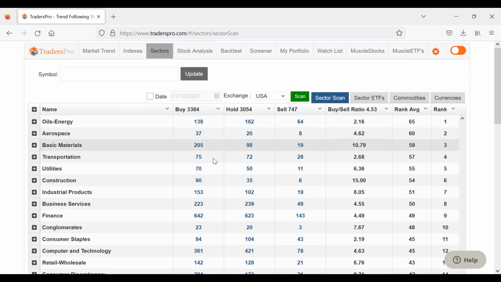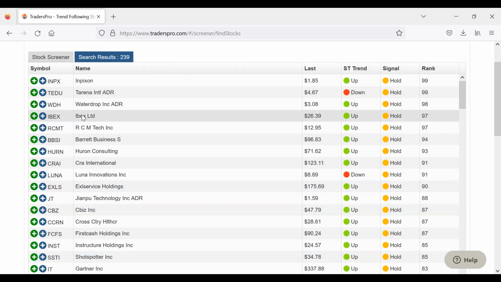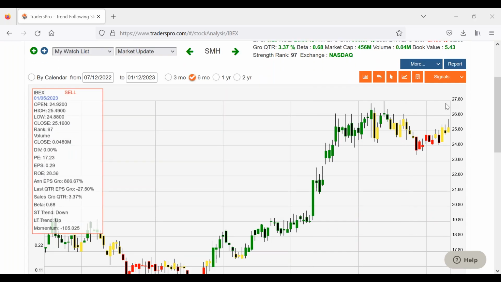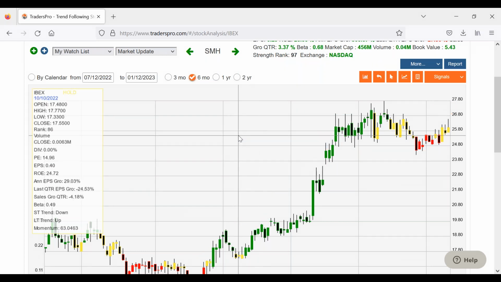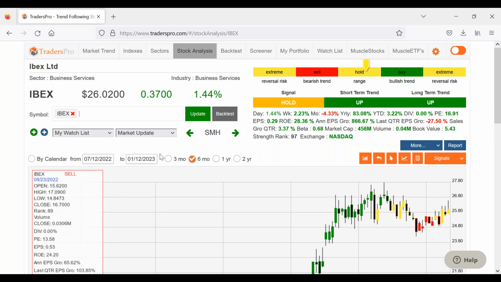All right, one more. Business services. This IBEX right here, 97 strength rank. Again, you can see it's just consolidation right through here. It's held up pretty well lately. Big run up right through here. Might want to wait for a breakout. A little bit of additional confirmation wouldn't be a bad idea. But again, build a watch list. Put some of these stocks in a watch list, and like I said, hopefully by next week we have some clarity on which way this market's going, and we can start making some decisions there.